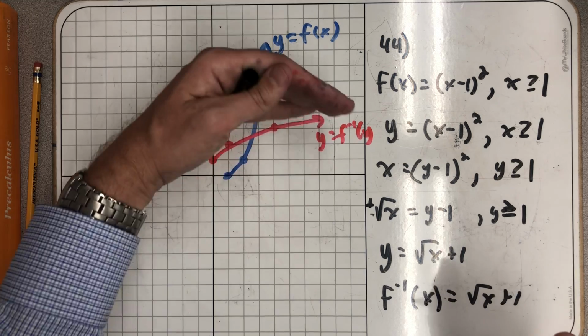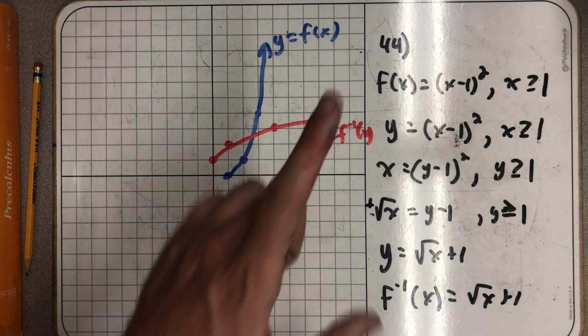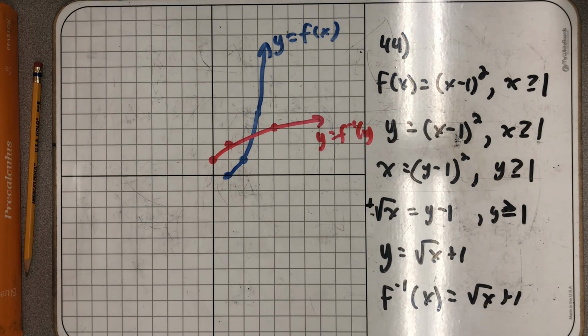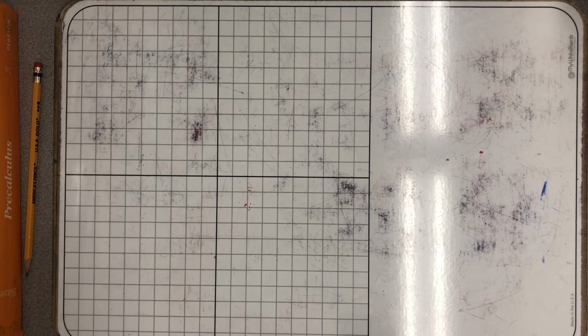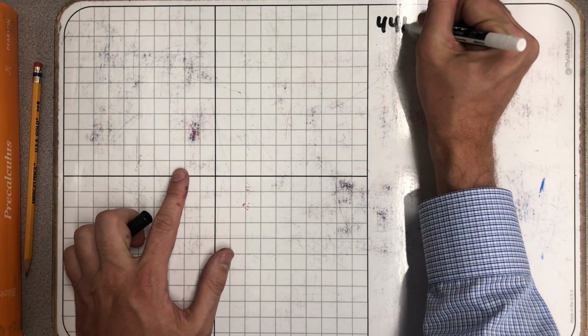And look at what I've graphed here. That's the graph of a square root function shifted up 1 unit. That is that nice, happy graph. And that's the end of the problems from the textbook that I wanted to do. But right now, I want to do one more. I'm going to call this 44 plus.